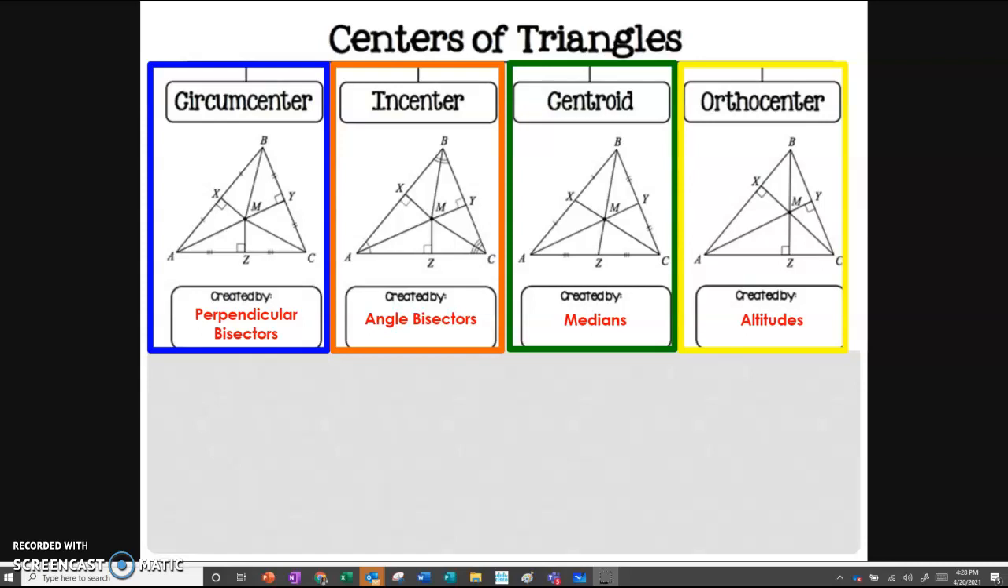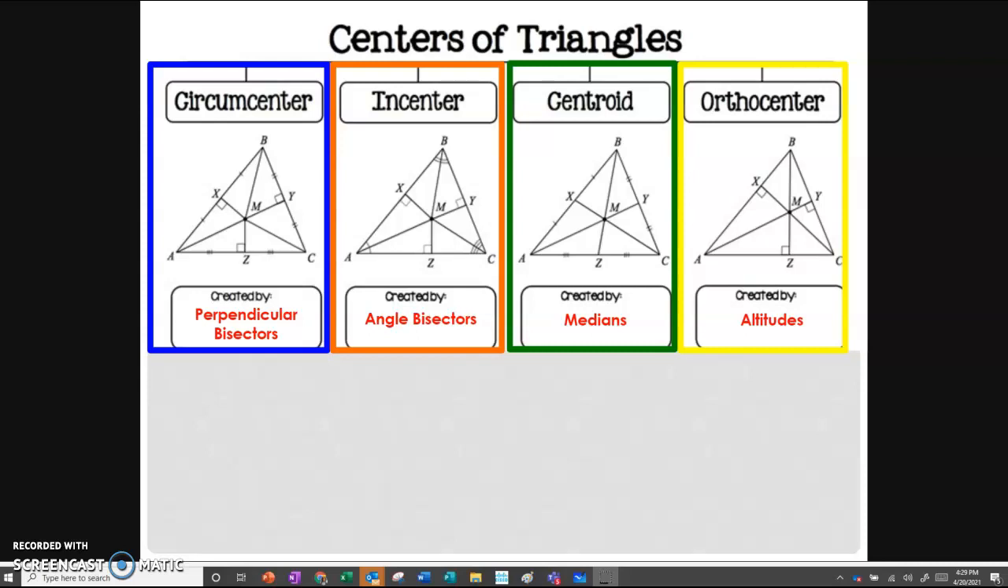Good morning, geometry students. Today you will be learning about points of concurrency, the different centers of a triangle. There are many points of concurrency, many different centers of a triangle, so today we will focus on the circumcenter, which is the point of concurrency for perpendicular bisectors. You will be using your knowledge of how to construct perpendicular bisectors to help you find the circumcenter.